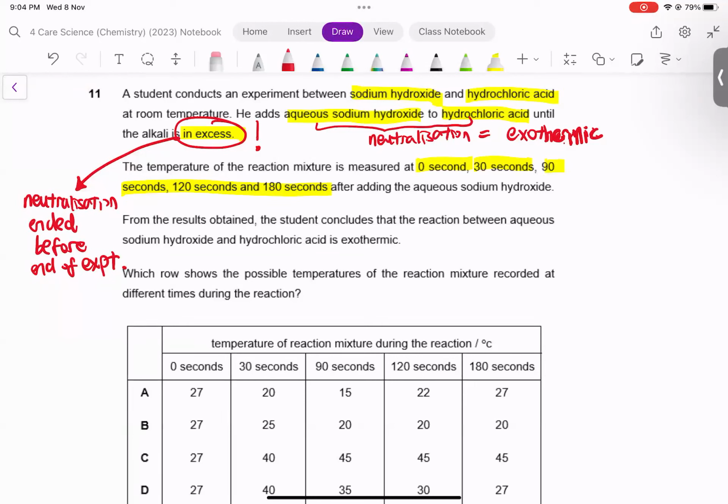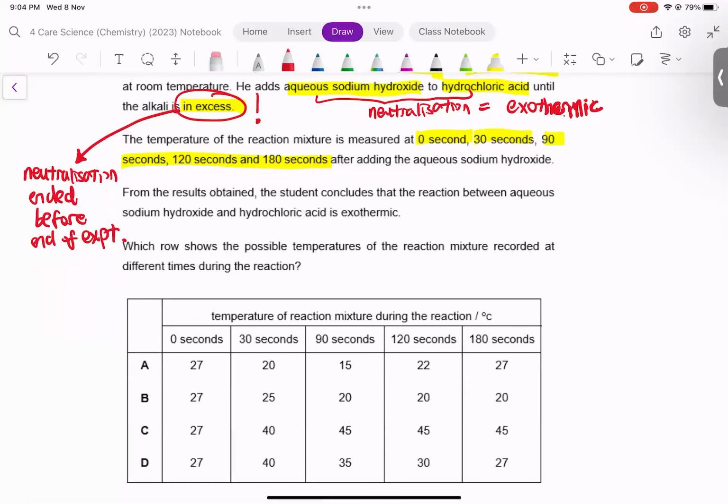All right. So now they ask you, which row shows the possible temperatures of the reaction mixture? Firstly, you know it's exothermic. Exothermic, the temperature goes up, increases. Temperature increases. So definitely A wrong, B wrong. A and B are definitely wrong because they show that the temperature is decreasing. But instead, the temperature should increase, go up. So it's either C or D. So you look at C or D, what's the difference? The difference, of course, is this.